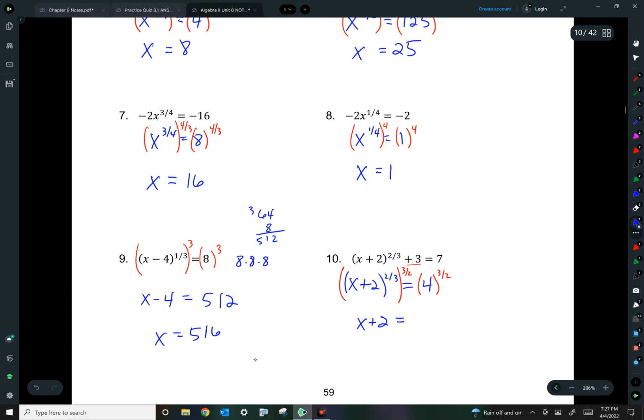On the right, okay, start with the denominator. So the square root of 4 is 2. 2 cubed is 8. So in order to solve, I'm going to have to subtract.